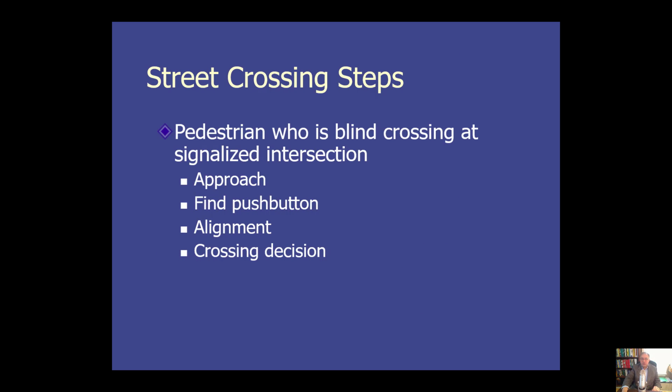All right, street crossings. What are the steps that have to be taken? A pedestrian who's blind and crossing at a signalized intersection has to make sure that they have a good, straight approach. They have to find the push button. Oftentimes that means moving away from the curb where they're going to make their crossing. It changes their alignment. They then have to go back to the curb, regain alignment, and then make a crossing decision.